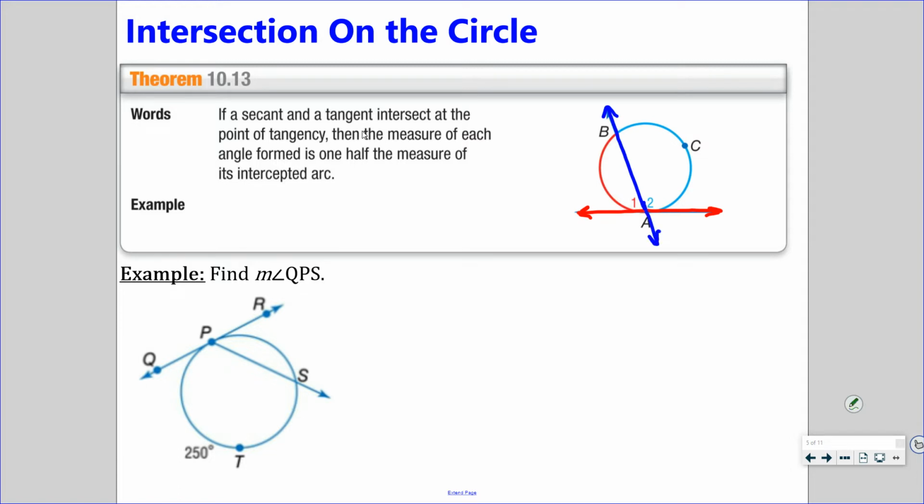You can see how their point of intersection is the point of tangency on the circle. So that's what it says. If a secant and tangent intersect at that point of tangency, then the measure of each angle formed is 1/2 of the measure of its intercepted arc. So if I look at angle 1 here, its intercepted arc is arc AB, and that's going to be 1/2 that measure.